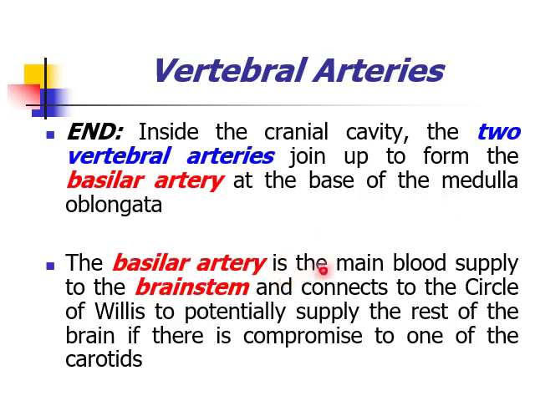The basilar artery gives off the main blood supply to the brainstem as it runs on the ventral surface of the brainstem with all its content, with the medulla, the pons, and the midbrain. It connects to the circle of Willis to potentially supply the rest of the brain if there is a compromise to one of the carotids. So these vertebral arteries are actually very important. They supply one of the very important structures of the nervous system inside the cranial cavity, the brainstem with all its parts, along with what's left from the cortical tissue or the brain tissue that is not supplied by the carotid system.